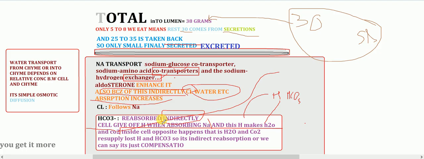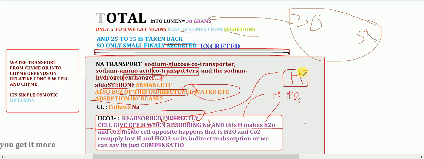Now, after the expiration of carbon dioxide, and after the secretion of hydrogen into the lumen and exchange of sodium, what's going to happen is that the cell would try to make up for this lost hydrogen. The cell would try to make up for this lost hydrogen. And how does it do it? Let's talk about that.